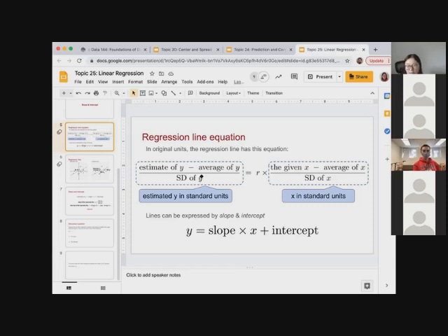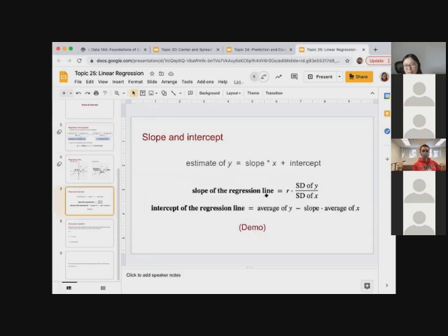Like I said, the left-hand side is estimated Y in standard units, and the right-hand side is R times X in standard units. But then we express Y and X in their standard units using their original units. So you're left with estimated Y, average of Y, SD of Y. Once you do the math and rearrange the terms, you will see that the slope is indeed R times SD of Y over SD of X. So that's what we're hinting at in terms of why this is the case.